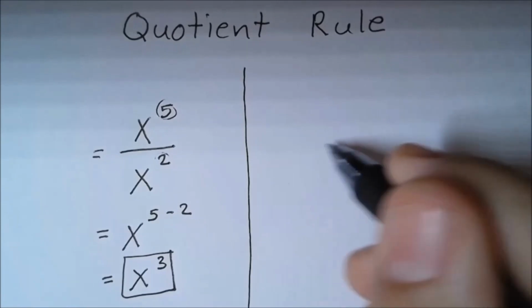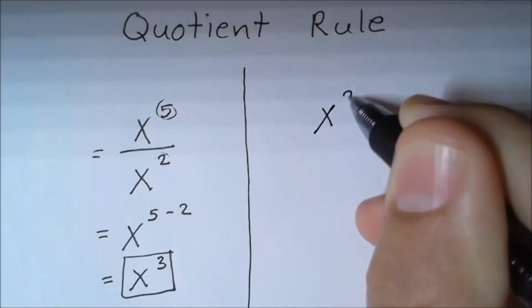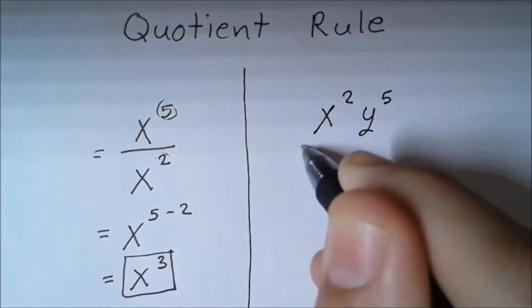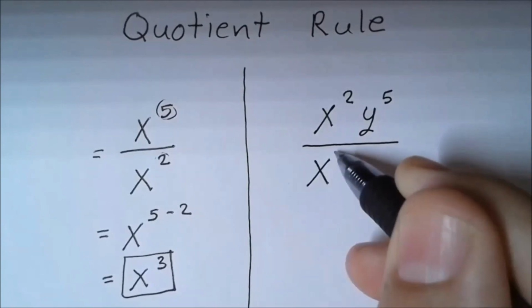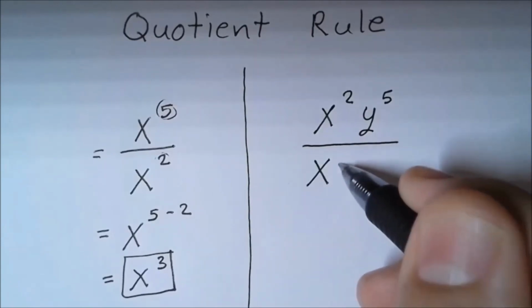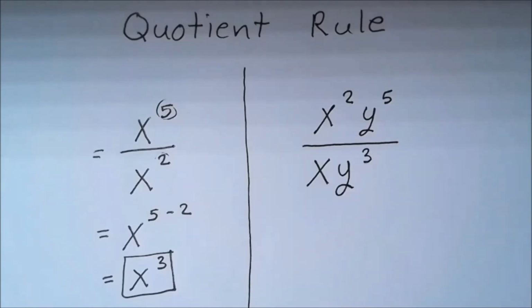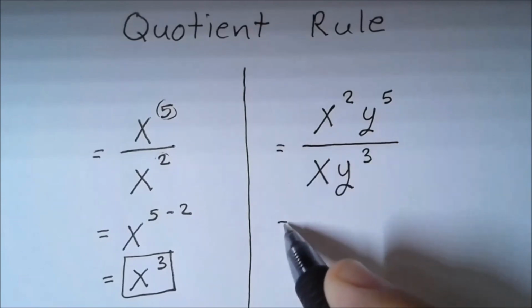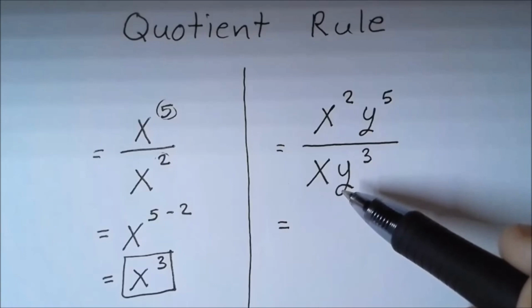Okay, so let's say we have one that's a little bit more fancy: x squared times y to the power of 5 divided by x, which has a power of 1 because we're not going to write the power, times y to the power of 3. Okay, this one looks a little bit more complicated. So let's make an equivalent statement that shows the process. Remember, we're going to be subtracting powers.